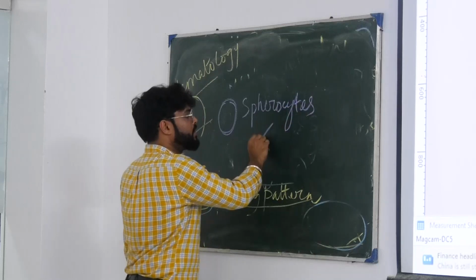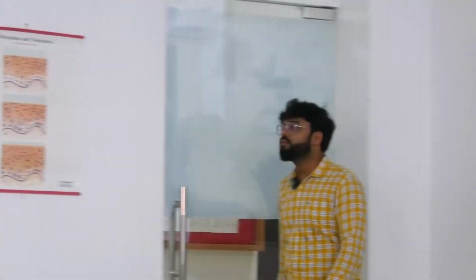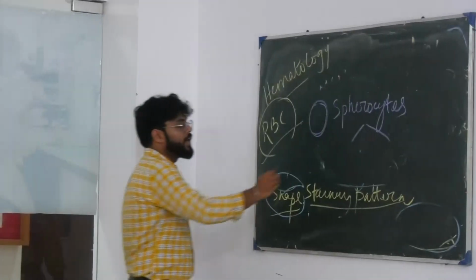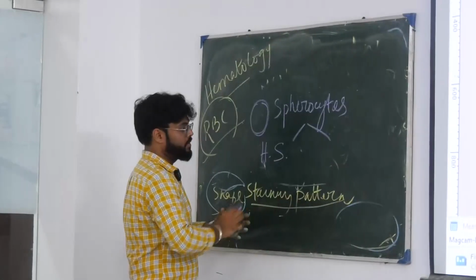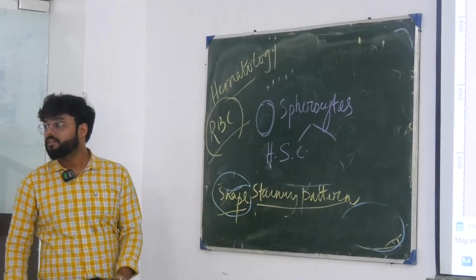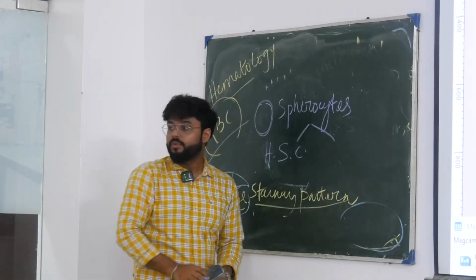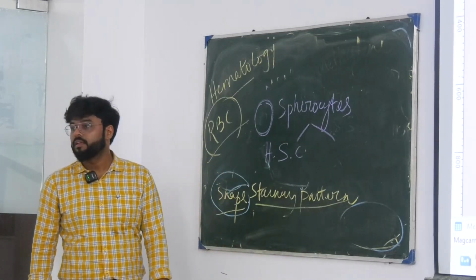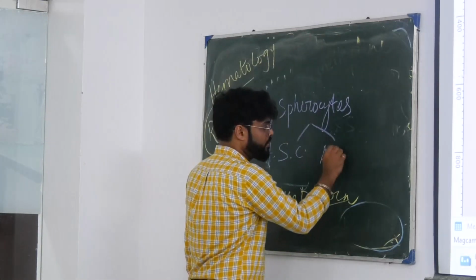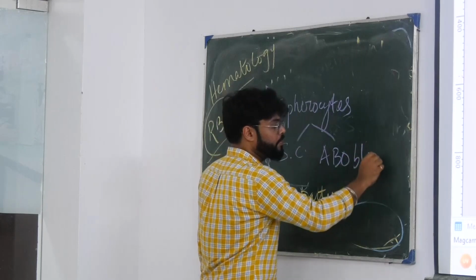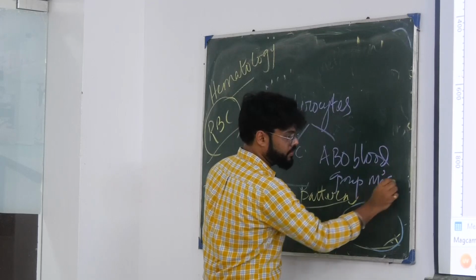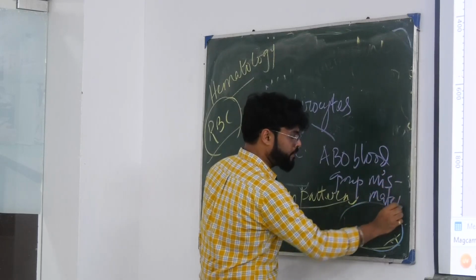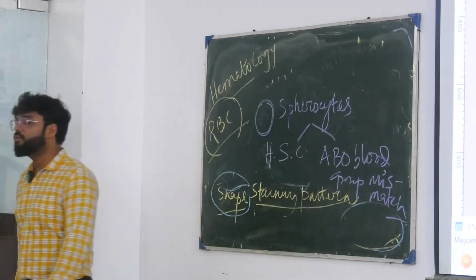Spherocytes. Usually, the spherocytes are found in two conditions. One is hereditary spherocytosis. Another is ABO blood group mismatch. Okay.